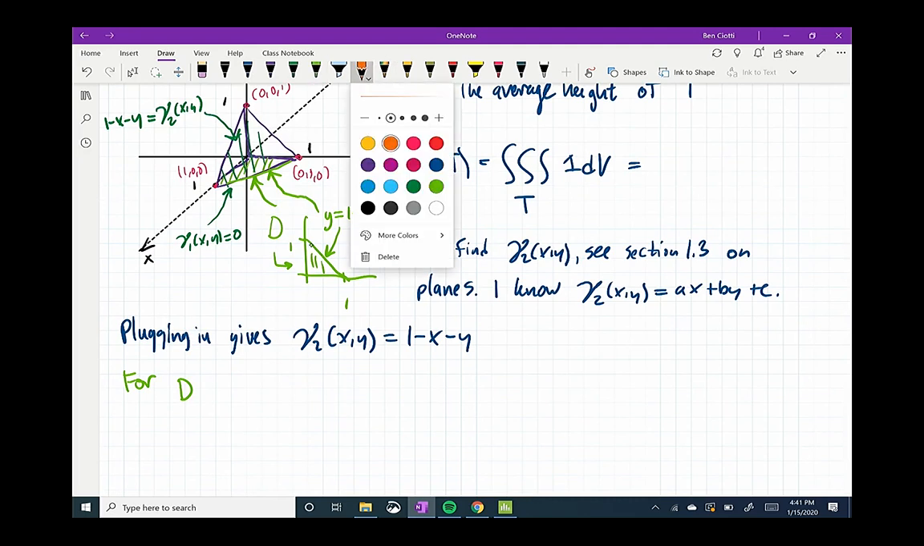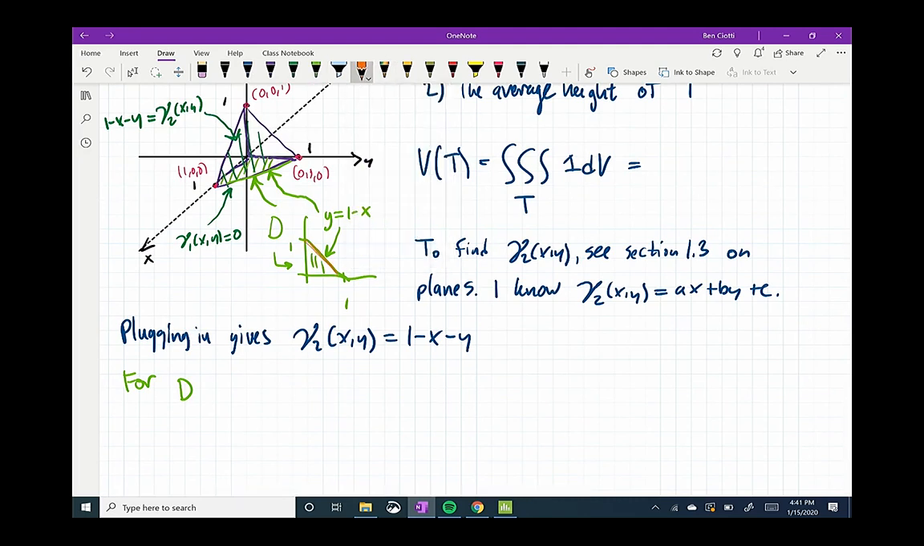So if you, for example, viewed the top of this as phi 2 of x equal 1 minus x, and the bottom of this region as phi 1 of x equals 0, then you see that x goes from 0 to 1, so D is the set of x, y such that 0 is less than x is less than 1, and 0 is less than y is less than 1 minus x, expressed as a simple region.